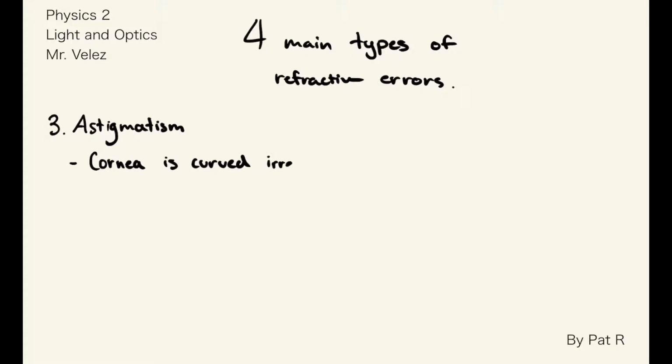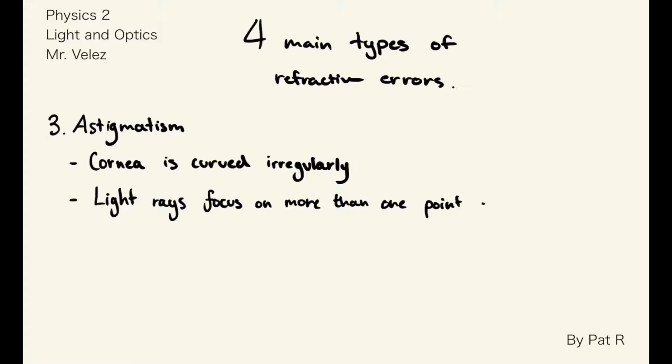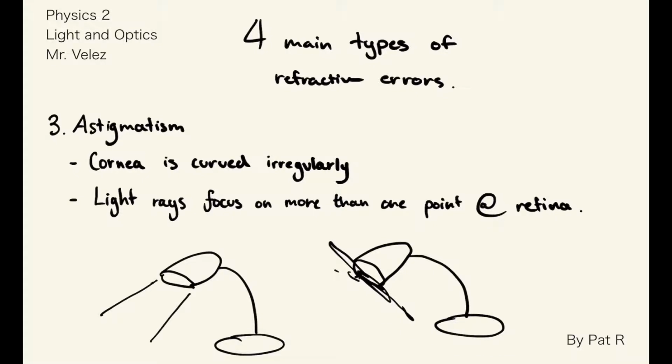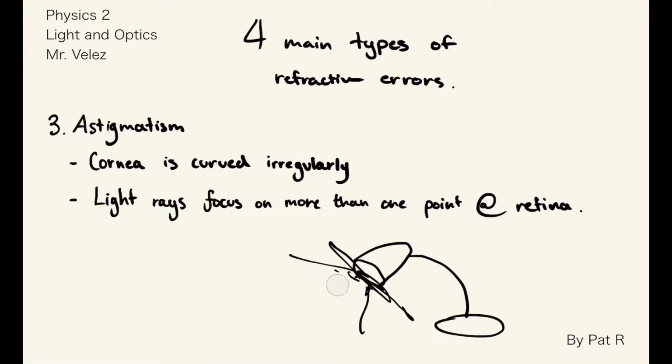Astigmatism occurs when the cornea is curved irregularly. When there are irregularities on the cornea, light gets refracted to more than one point at the retina. If you have astigmatism, light rays from lamps or traffic lights appear faded and its light rays spread out more. On the right is a diagram showing the spreading out of the light, and on the left is a normal lamp with normal eyesight.